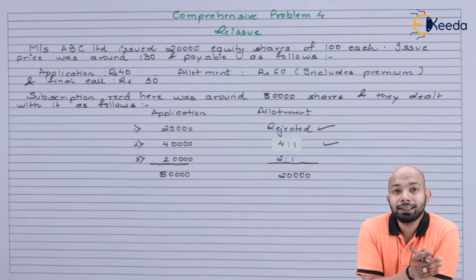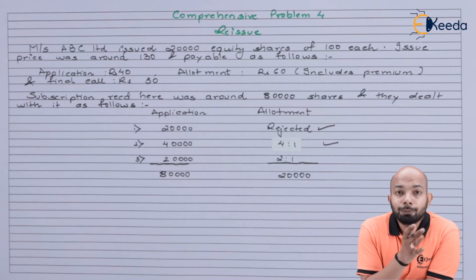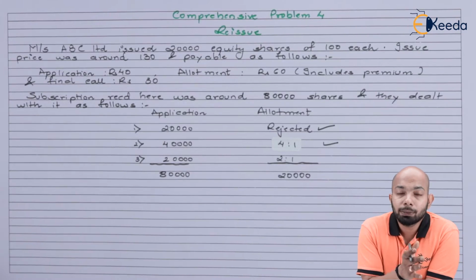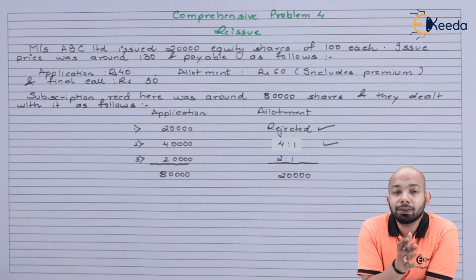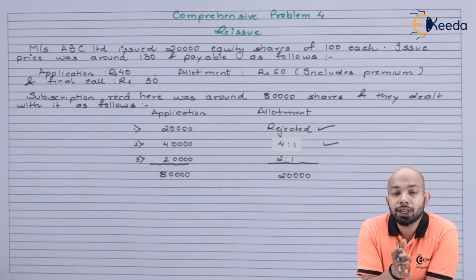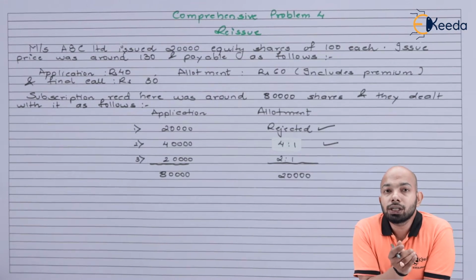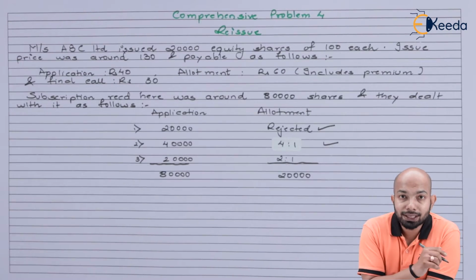And the last category refers to another 20,000 applications for which they have provided a 2:1 ratio. That means for every 2 shares applied, they have given 1 share in return. That means half of the shares have been given, and accordingly they have allotted 20,000 shares out of 80,000, which is what they've described here.